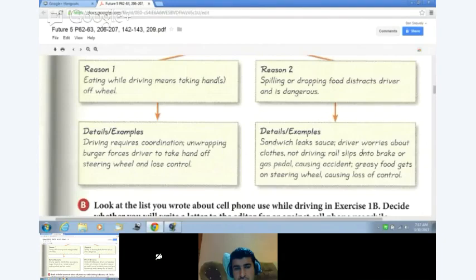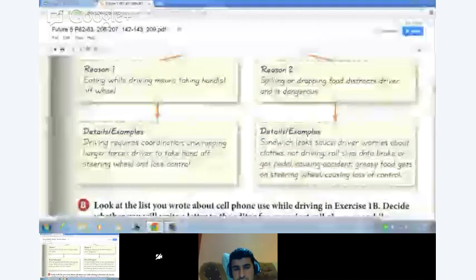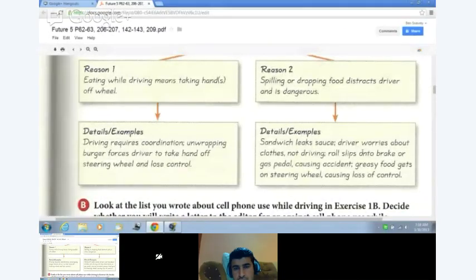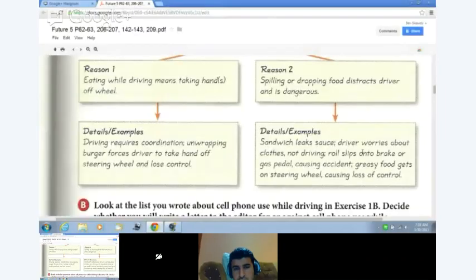For reason number two, he says a sandwich will leak sauce, and the driver worries about their clothes, not driving. Or a piece of bread could slip onto the brake or the gas pedal and cause an accident. Greasy food can get on the steering wheel, and you have less grip and can lose control that way. So he gives a little bit of detail and examples after he gives his reason.